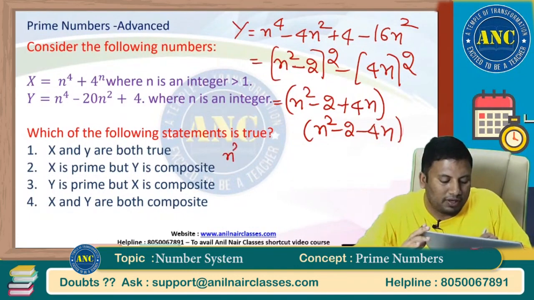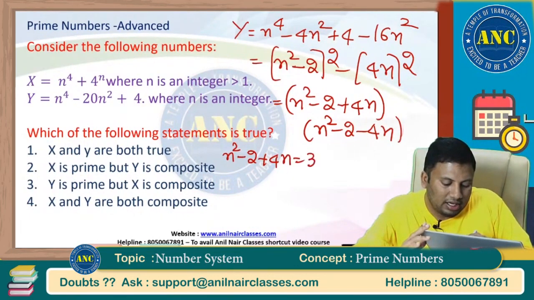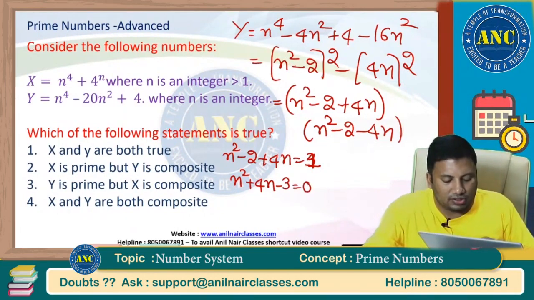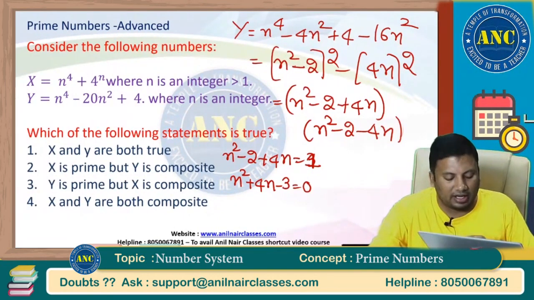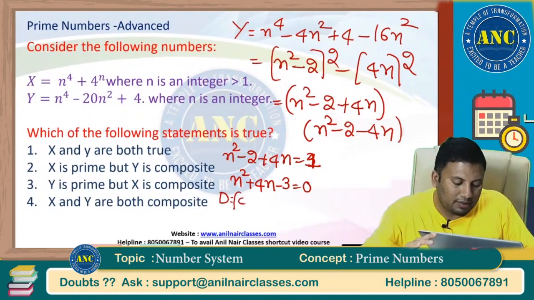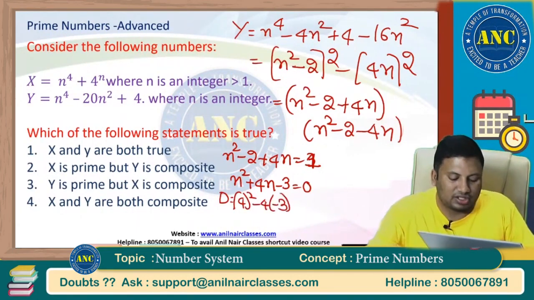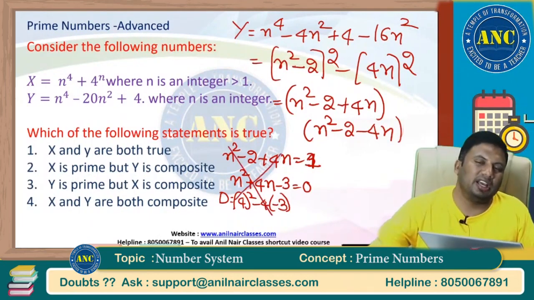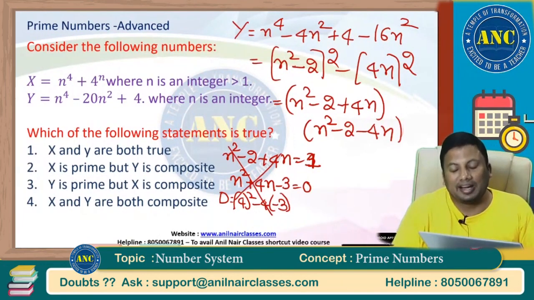One of them should be 1, for the number to be a prime number. n square plus 4n minus 3 equivalent to 0. These are nothing but D is b square minus 4ac, minus 4 into 1 into minus 3. 16 plus 12, 28. D is nothing but an irrational number.